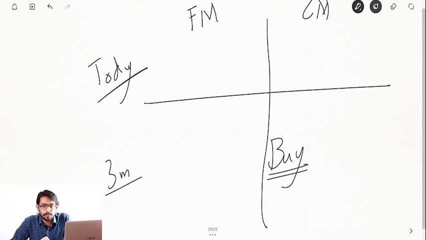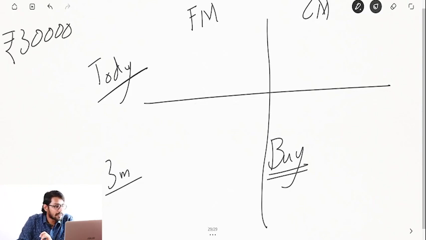But I am worried about the price of gold. Currently, the price is rupees 30,000 per sovereign. In Malayalam and Tamil, it's called pavan. In English, it's called sovereign. 8 grams is 1 sovereign. And currently, the price is rupees 30,000 per sovereign.